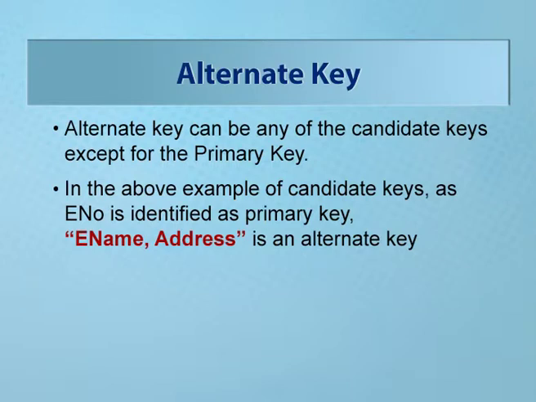An alternate key can be any of the candidate keys except the primary key. In the earlier example, among the candidate keys, employee number and the second set, employee name with address, we had taken employee number as the primary key. So, the leftover candidate key is employee name with address. That particular employee name with address can be an alternate key.